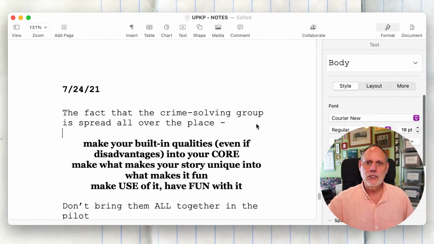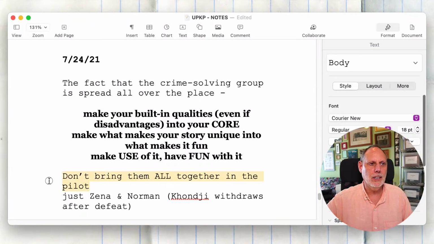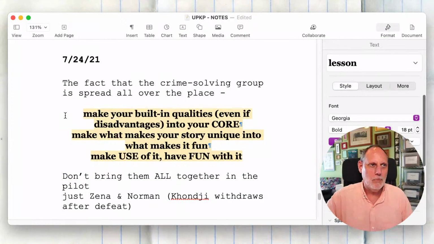Truthfully, even if this wasn't spread out over a lot of places, introducing a whole group at the same time is tough. And that made me think that maybe I shouldn't bring them all together in the pilot. That maybe what I should do is enjoy the fact that they're all broken up, that they're only going to get to talk to each other in bits and pieces, to really make that the core of the storytelling.